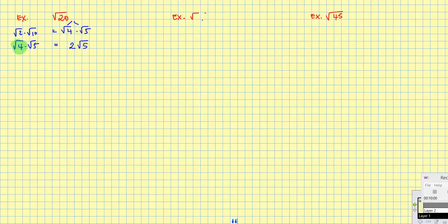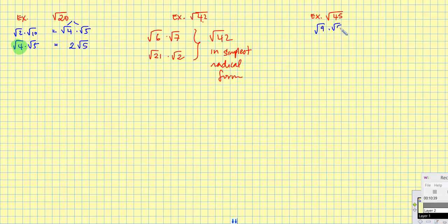If I take another example such as the square root of 42, let's take a look at 42. 42 could be broken down into 6 times 7, root 6 times root 7, or it could be broken down into root 21 times root 2. Well, neither of these have any perfect squares involved in them at all. Therefore, root 42 is already in its simplest radical form. And if we take a look at root 45, root 45 is like saying root 9 times root 5, which gives us 3 root 5.